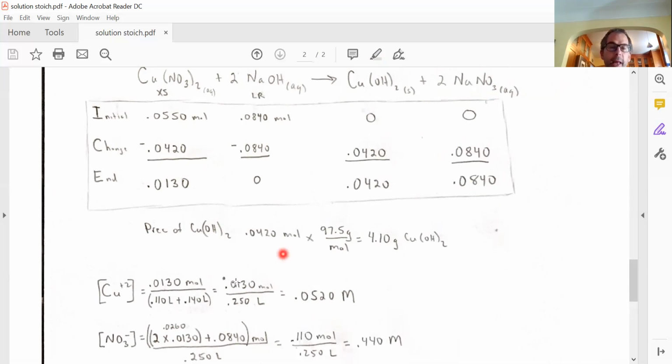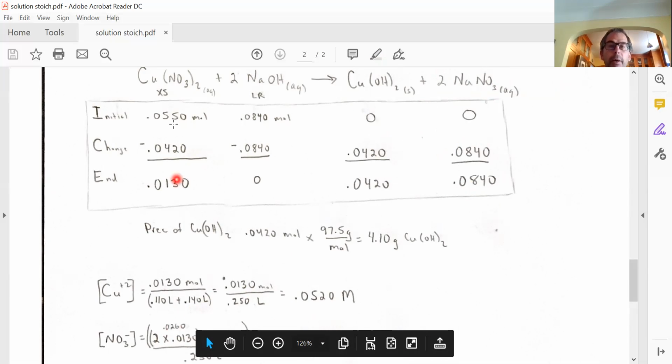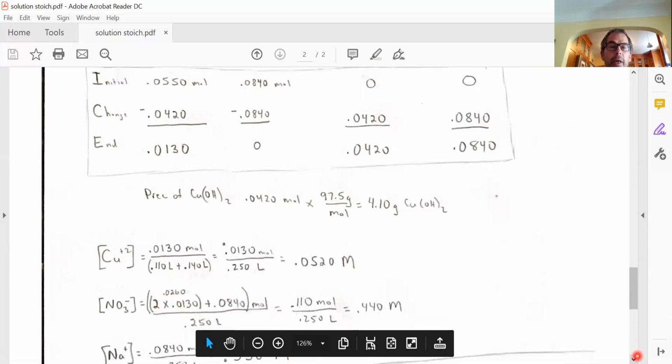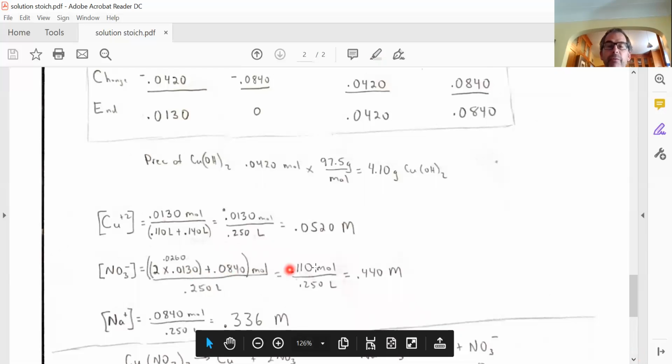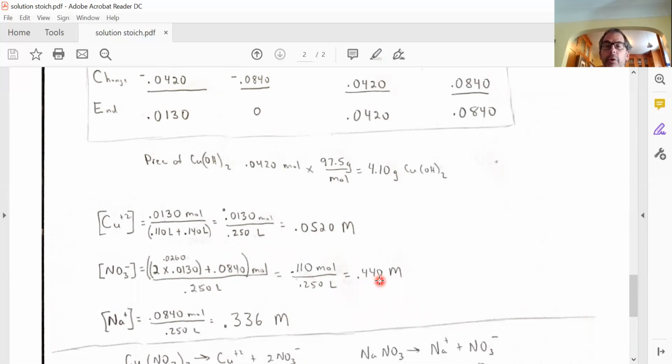So I'm going to take that 0.026 from here. I'm going to take the 0.084 from here, add those together. You can see that down here, and it's going to give me 0.026, 0.084, 0.110 moles divided by total liters, which is 0.250 liters again, and I get 0.440 molarity. I'm expecting it to be quite a bit bigger than the other one. There's multiple sources of it, and that's there.